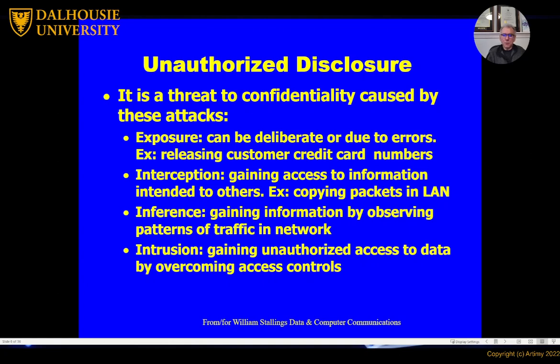And finally, intrusion. Intrusion refers to gaining unauthorized access to the data, right?